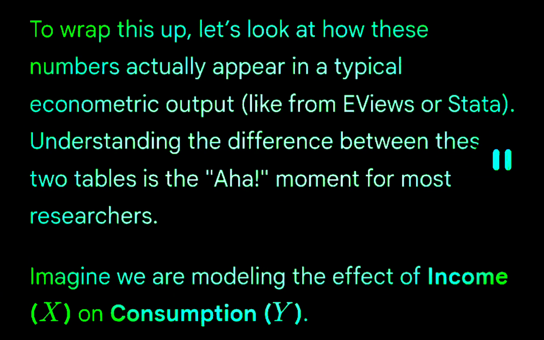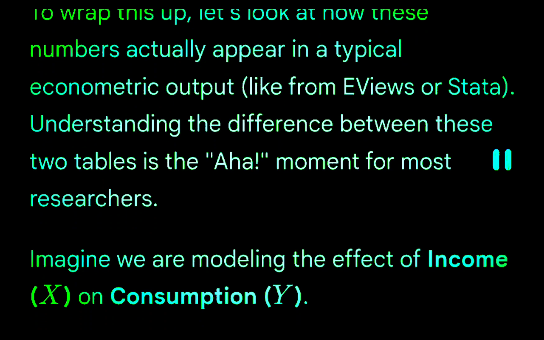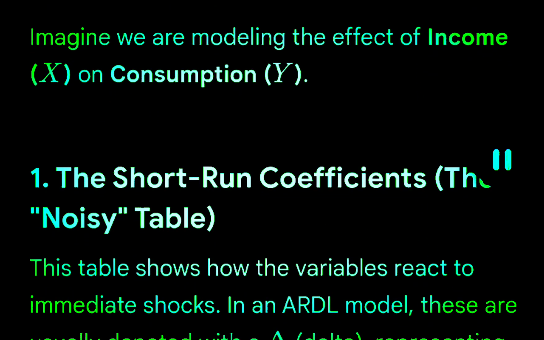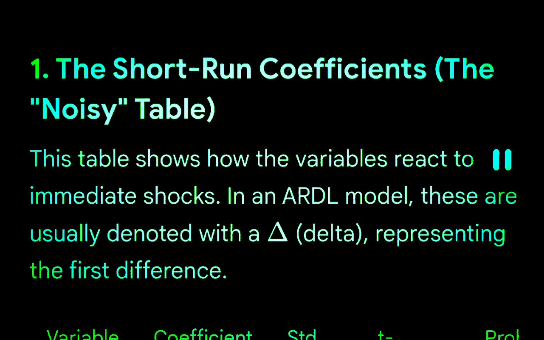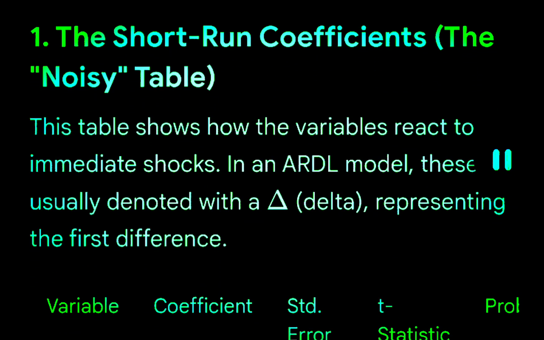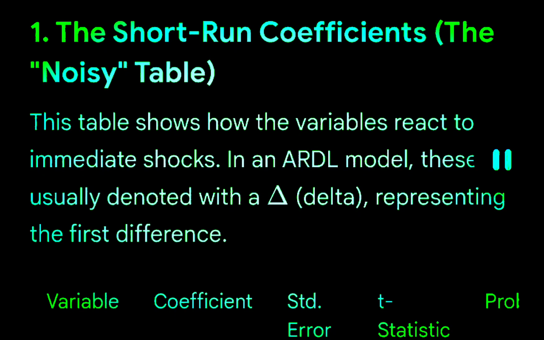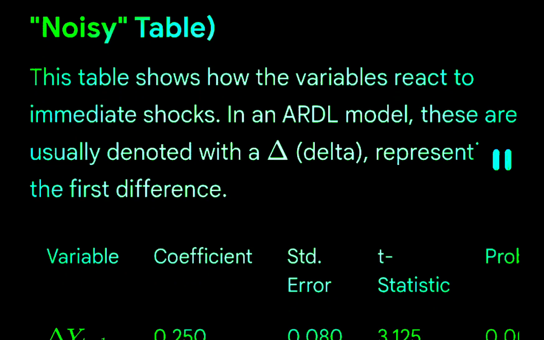Understanding the difference between these two tables is the aha moment for most researchers. Imagine we are modeling the effect of income, X, on consumption, Y. 1. The short-run coefficients, the noisy table. This table shows how the variables react to immediate shocks. In an ARDL model, these are usually denoted with a delta, representing the first difference.